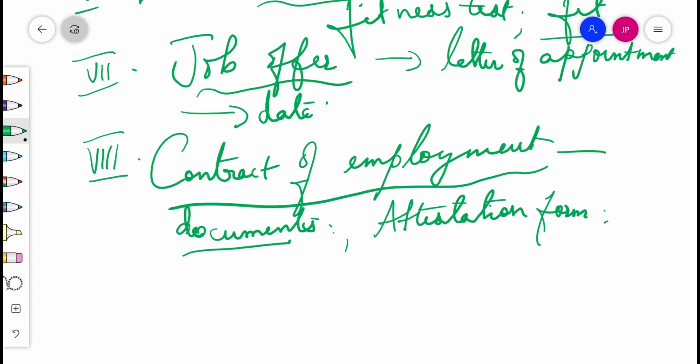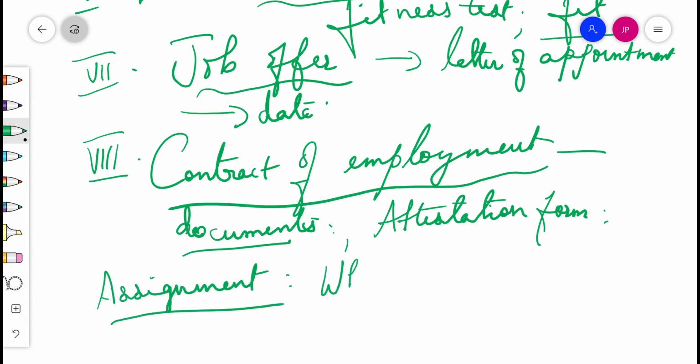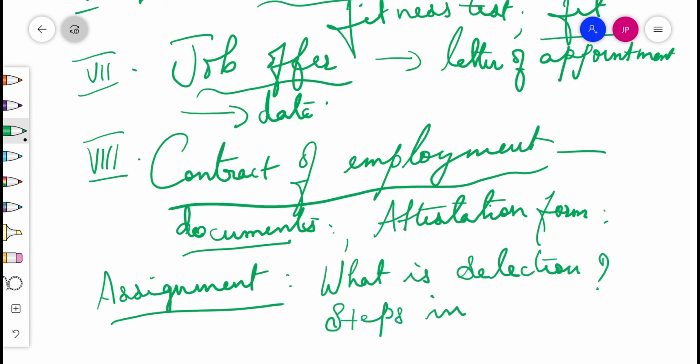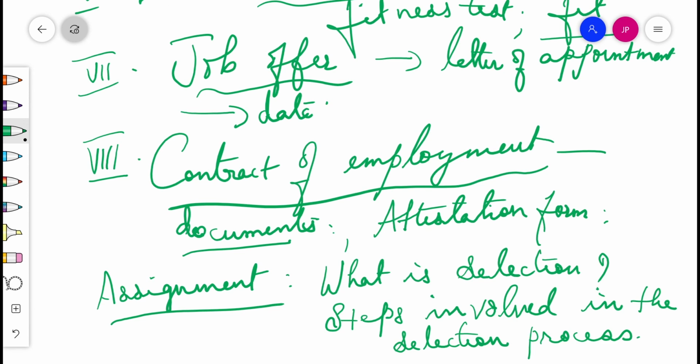So based on this, today's assignment is: what is selection and what are the steps involved in the selection process. By combining all these points, make the essay.